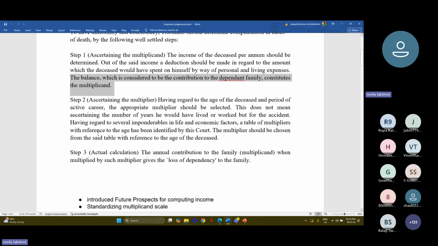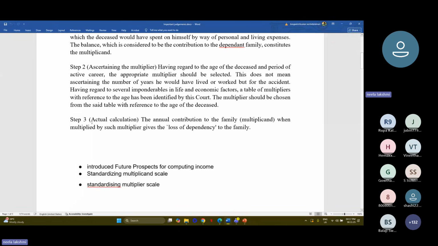Okay, next one, this is multiplier. Based on the age of the deceased, that multiplier should be chosen from the table. There is a table for the multiplier also, based on the age of the victims. Starting from the age 18 till above 60, there is a table which I have included here, which you will see later. Based on the table, that multiplier should be chosen.